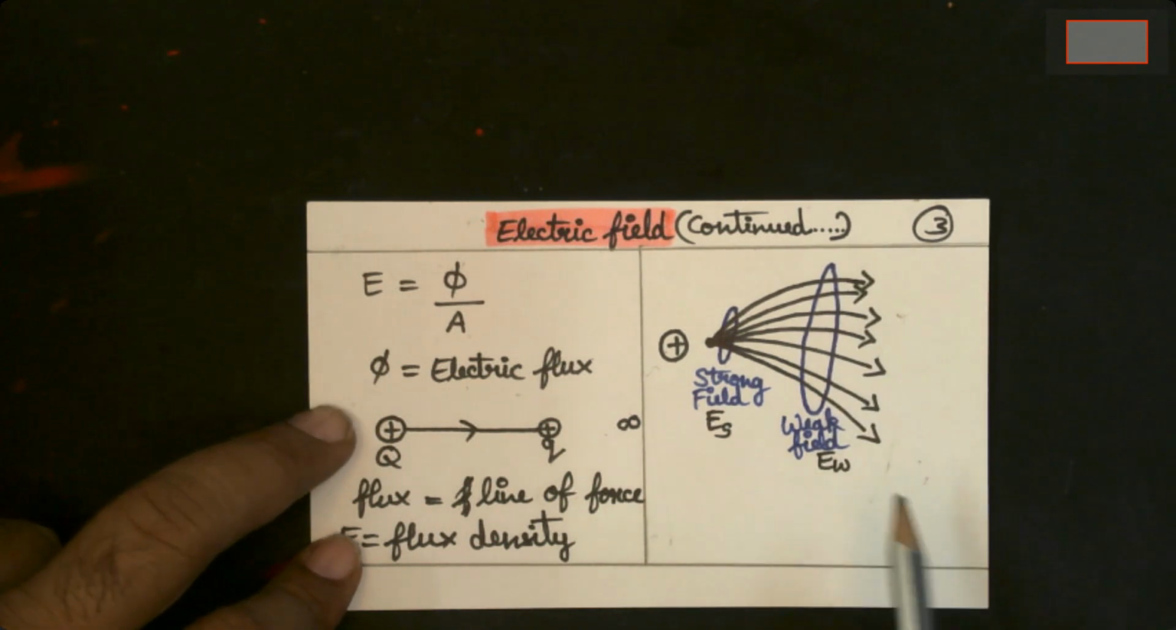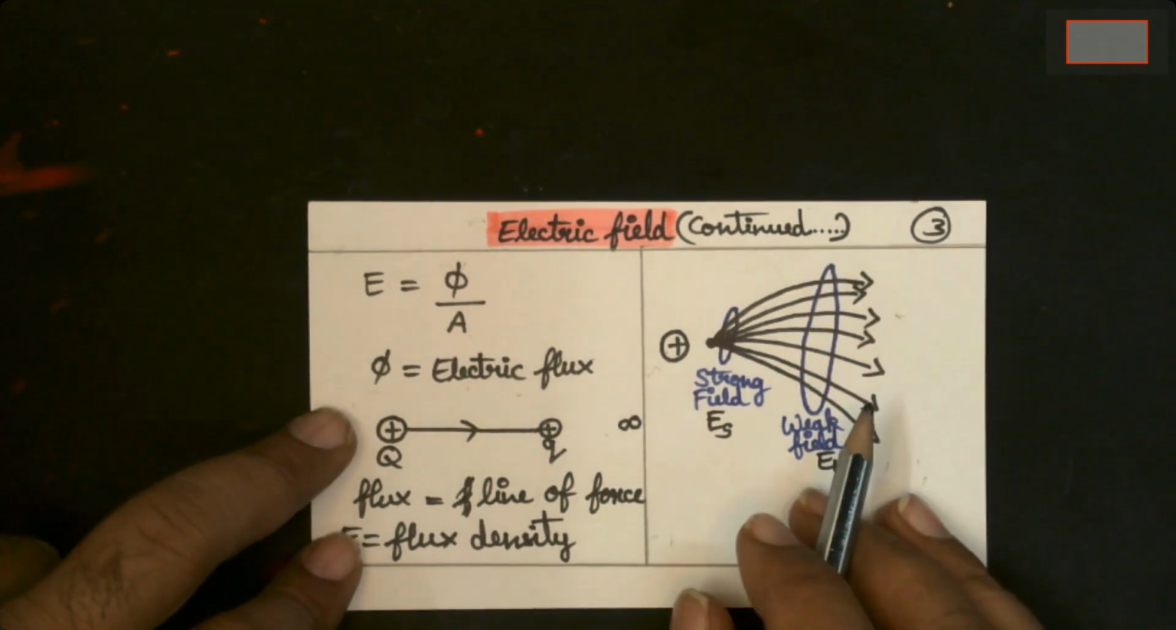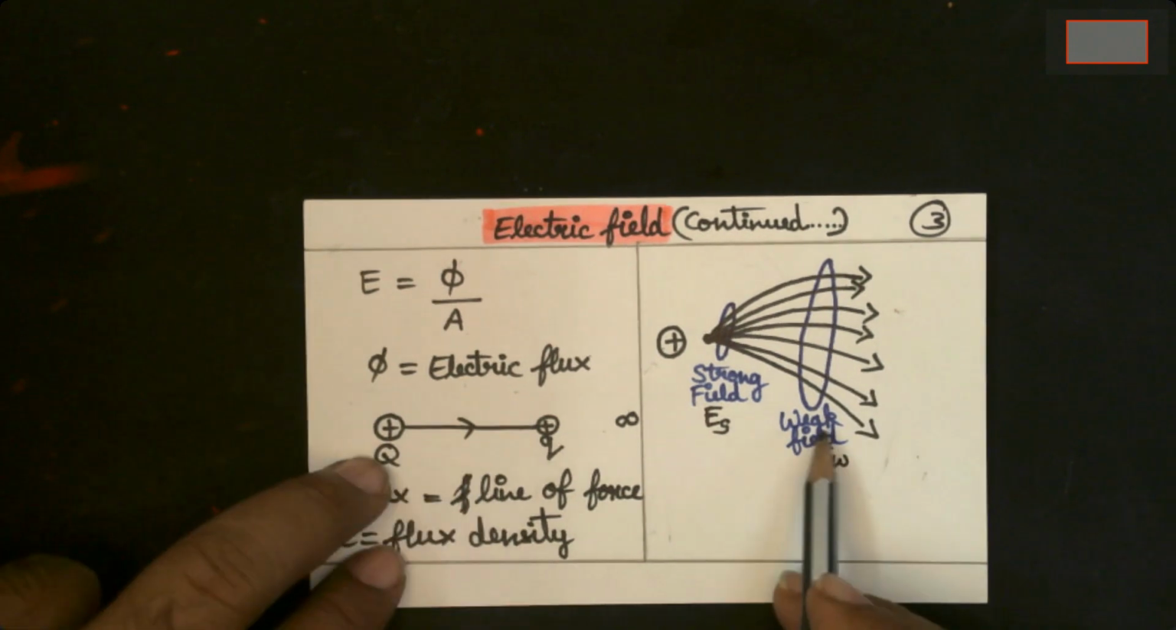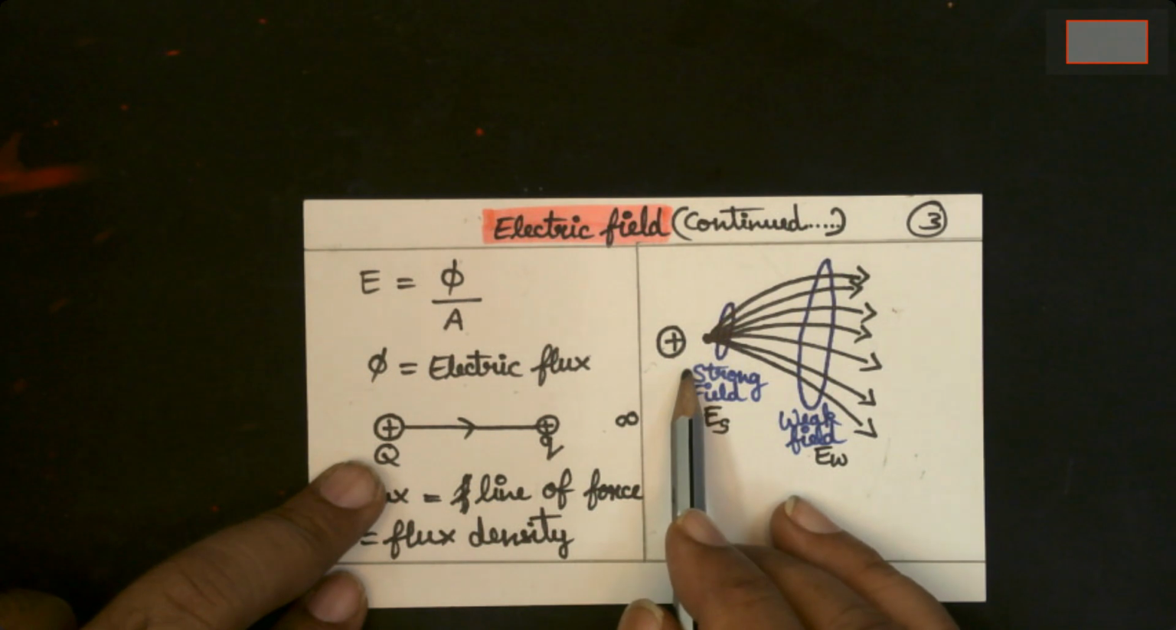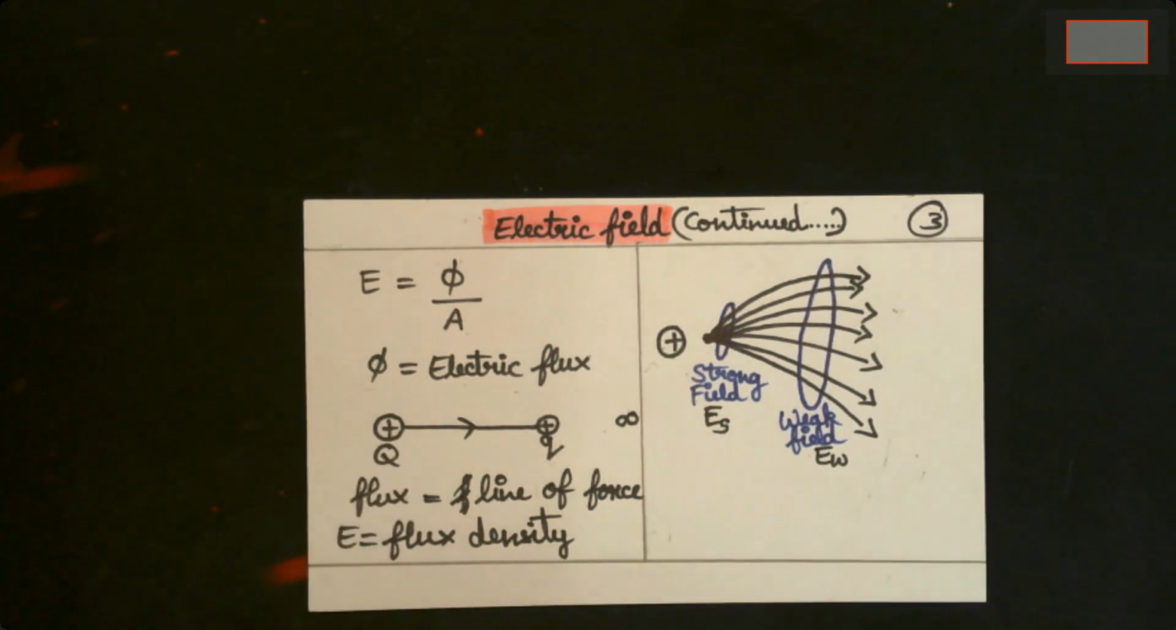Naturally, okay? So the field density will be less here, and that's why we call it a weak field, whereas this one is a strong field. I hope now you should be able to understand the difference between weak field and strong field.